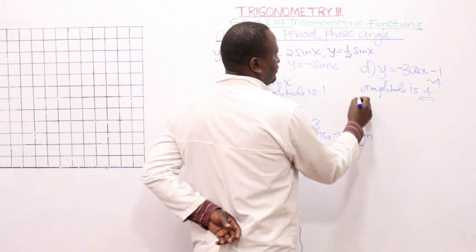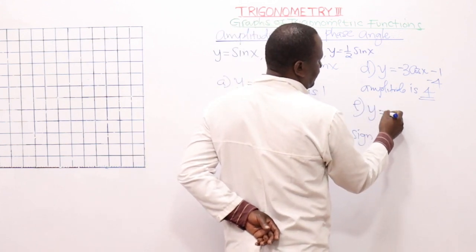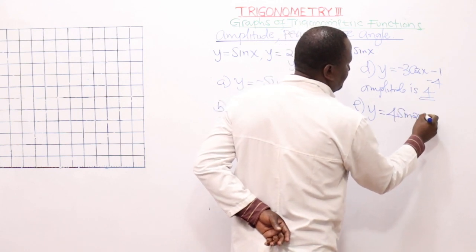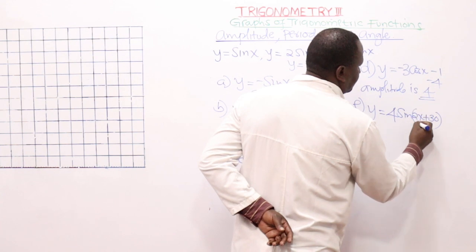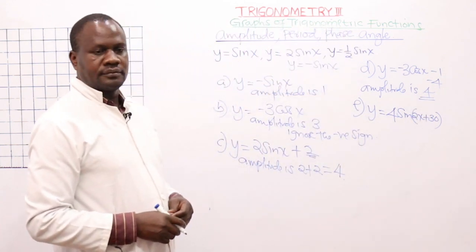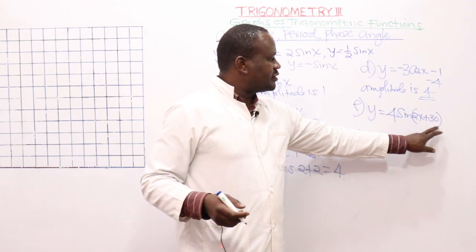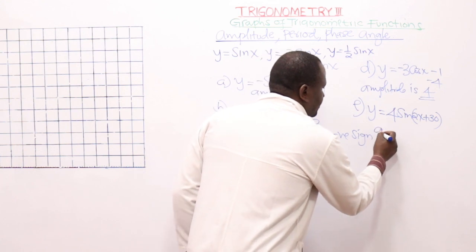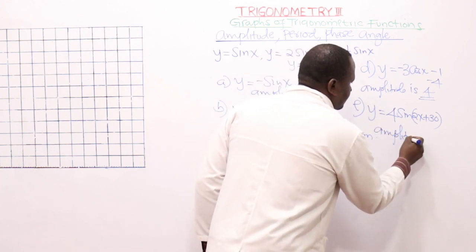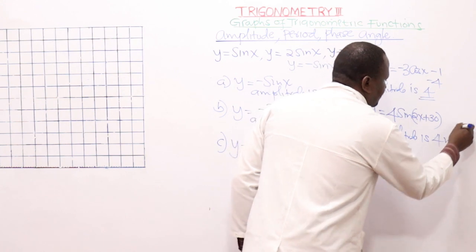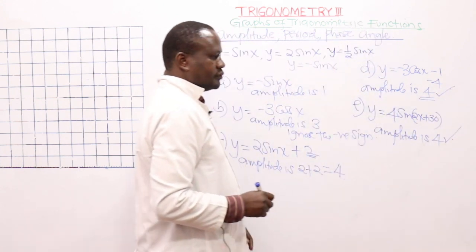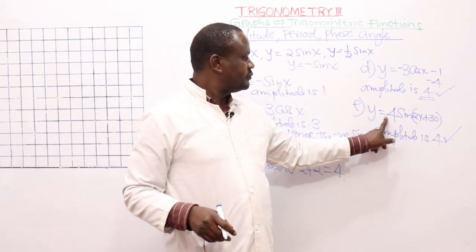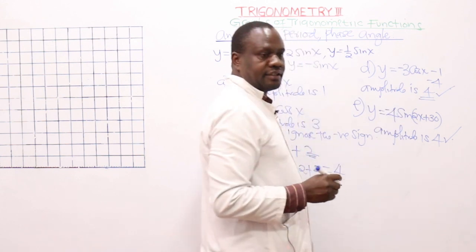So what about E? Y is equals to 4 sine 2x plus 30. Now, still, these are in brackets, so this is part of 2x. 2x plus 30. The amplitude is still 4. Even if we change the sign to be negative, the amplitude will still be 4.